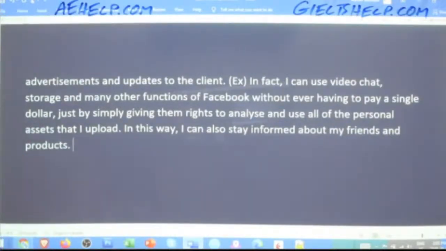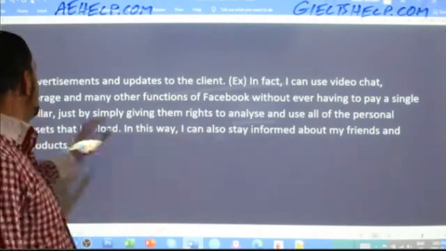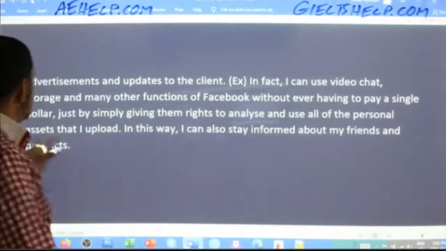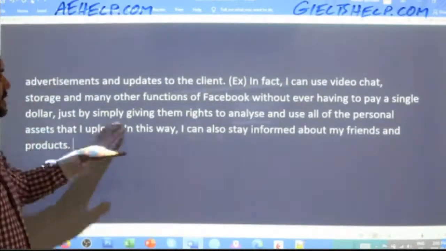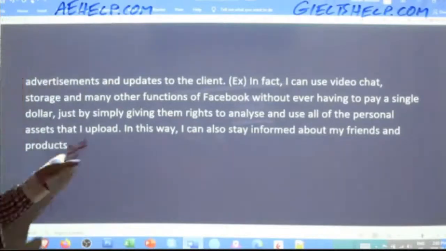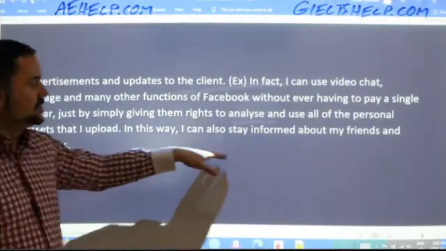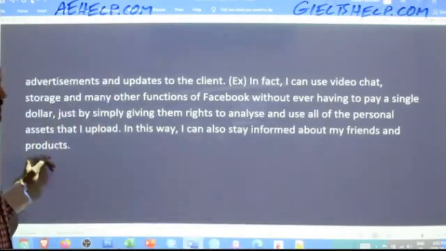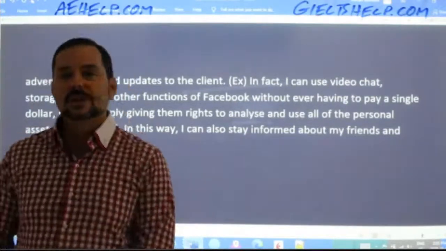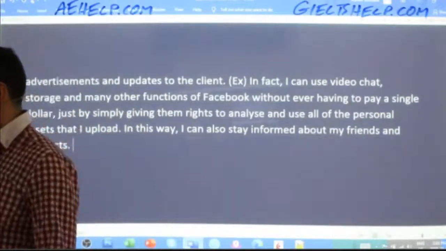Okay, so this is my example. In fact, I can use video chat, storage, and many other functions of Facebook without ever having to pay a single dollar, just by simply giving them rights to analyze and use all of the personal assets that I upload. In this way, I can also stay informed about my friends and products, right? Okay, so don't overthink it. Okay, don't overthink it. All right.